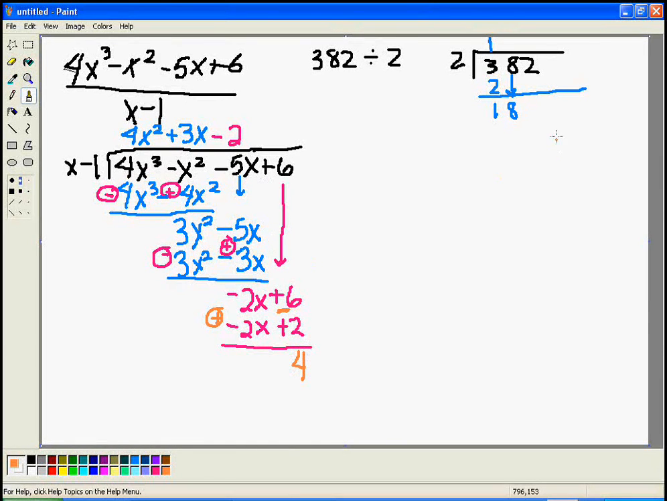Alright, so what do we do over here? We would say remainder 4, or we can write this, our answer is 4x squared plus 3x minus 2, and then you put this part over what you're dividing, so it's going to be plus 4 over x minus 1. Remember, you can put your remainder over what you're dividing by. The next video will demonstrate the same thing using synthetic division.